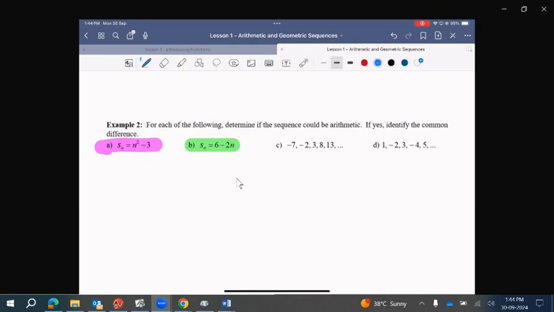What is the common difference? Minus 2. So the common difference in this one is going to be minus 2. If you imagine the function, the first term in the sequence is going to be 4. When n equals 1, we're going to get 4. And every time we increase n, we go down by 2. So the common difference is going to be minus 2.